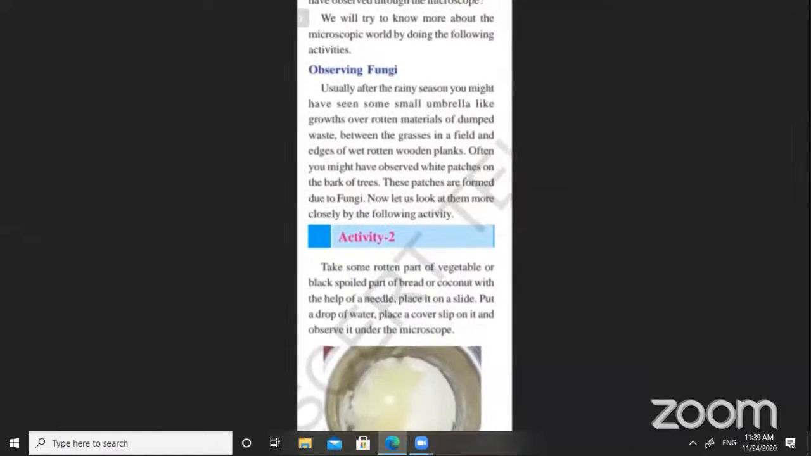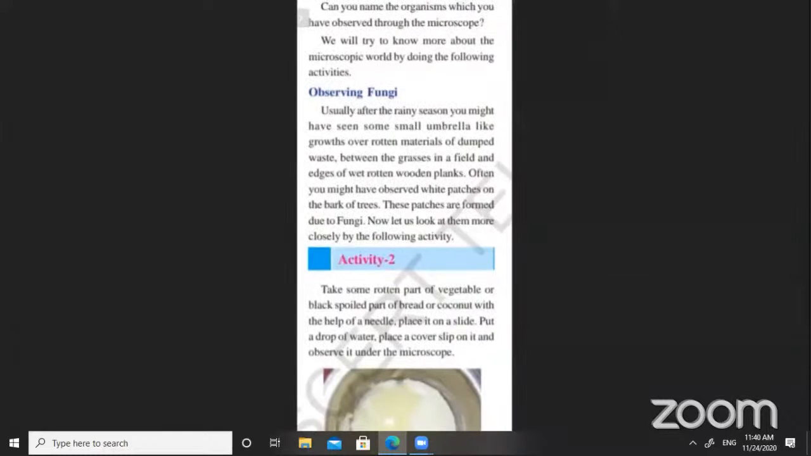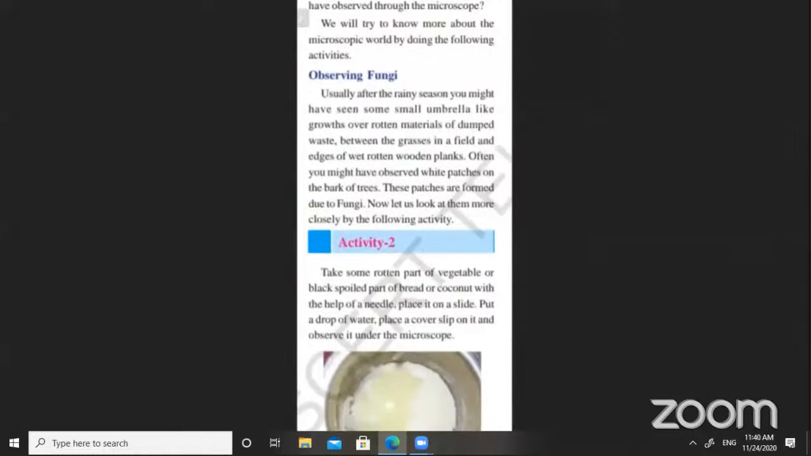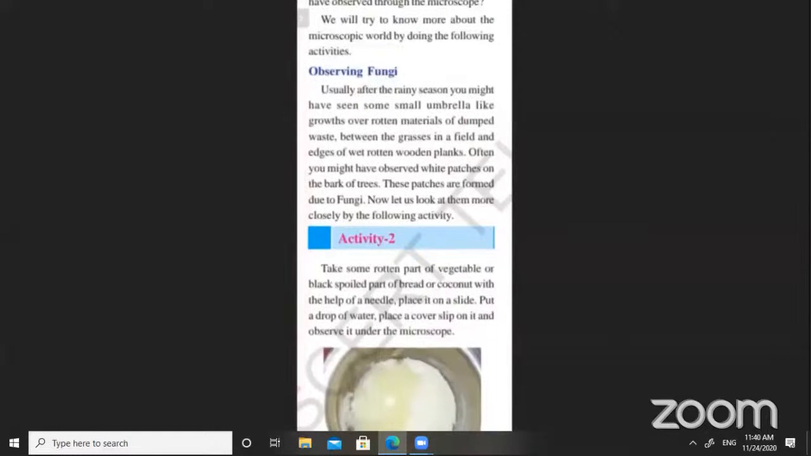Fungi are single-celled or multicellular organisms without chlorophyll, that is, they do not have chlorophyll to make their own food like plants. They reproduce by spores, which is very important, and live by absorbing nutrients. How do they live? By absorbing nutrients from organic matter. They depend on organic matter to absorb nutrients. That is fungi.